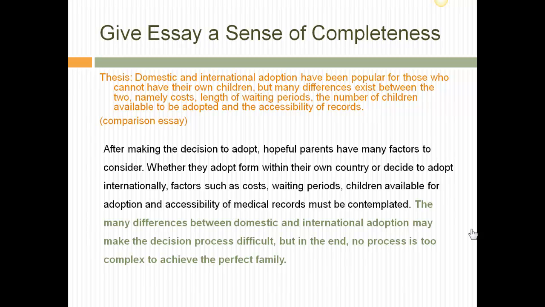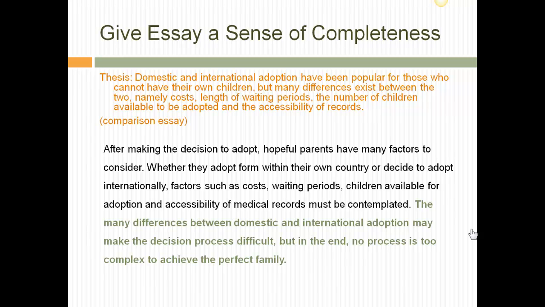And now, having gone through our discussion about a good thesis statement, you can see how this works on many levels. It establishes the context of the popularity of adoption. It lays out the categories. We have differences between these two, and our points of comparison would be cost, length of waiting period, number of children to be adopted, and the records. So in terms of a comparison thesis statement, that's quite strong.